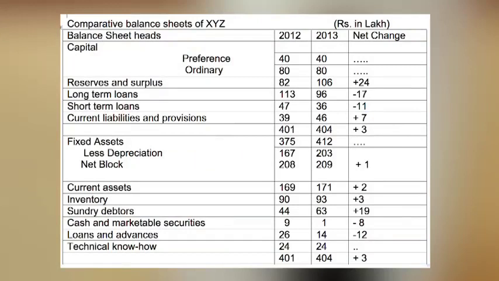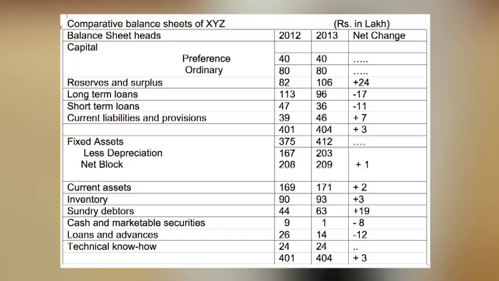Sundry debtors 44 lakhs, that is increased to 63. That means debtors have been increased to the extent of 19 lakhs. Cash and marketable securities, it was 9, it is reduced to 1. That means 8 lakhs has been withdrawn or it has been utilized somewhere else. The loans and advances, that is asset, 26, it was reduced. That means we have received to the extent of 12 lakhs by way of loans and advances given earlier.